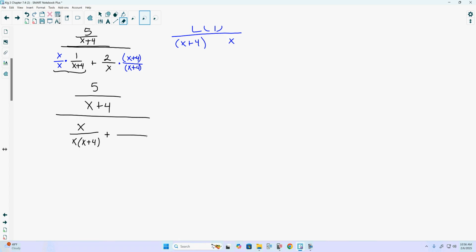Our second fraction, the denominator's going to be x times x plus 4, because again, we wanted these denominators to be the same. Now, we are going to have to combine the numerators. We're going to have to combine like terms. So we're going to have to multiply through. Our 2 times x is 2x. Our 2 times 4 is 8.